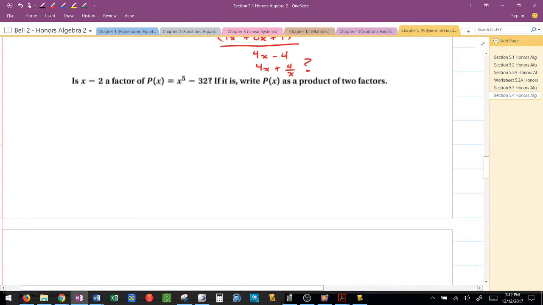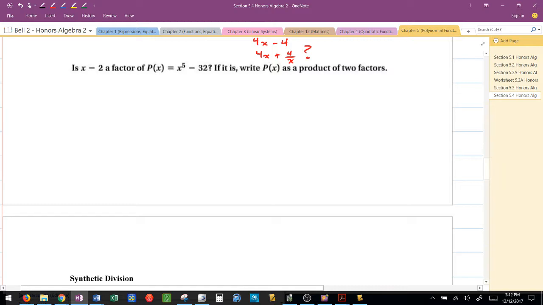Okay, so let's try another one here. How about this one? I have x minus 2. They want to know if this is a factor of this polynomial. Some of you might be saying, why are you making that big division sign? I notice this is a quintic function. I have to hold the place of everything until I get to the minus 32. So I'm at 0x, here we go, minus 32.